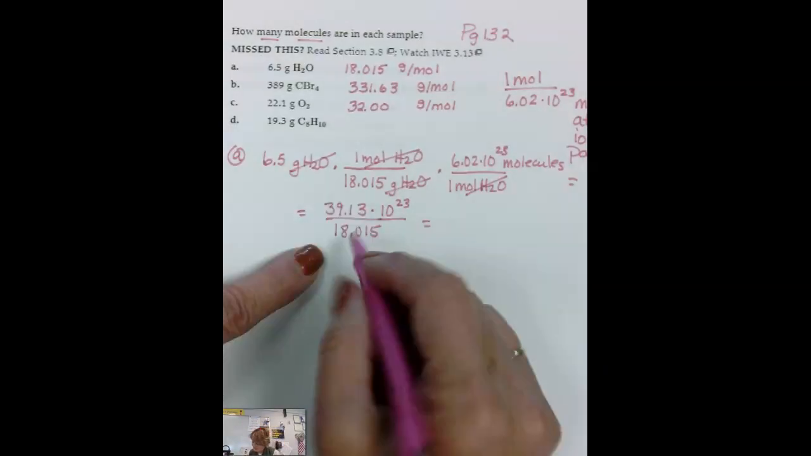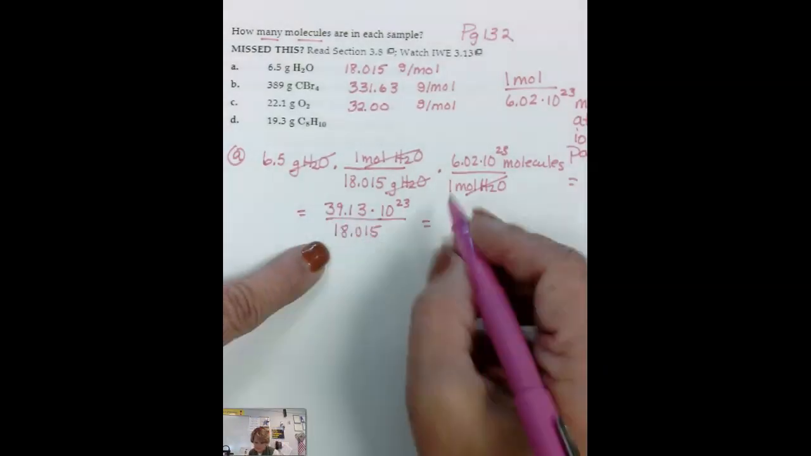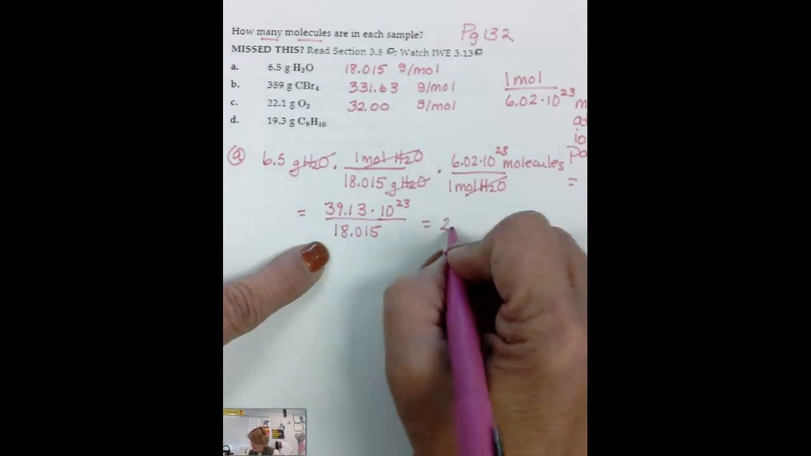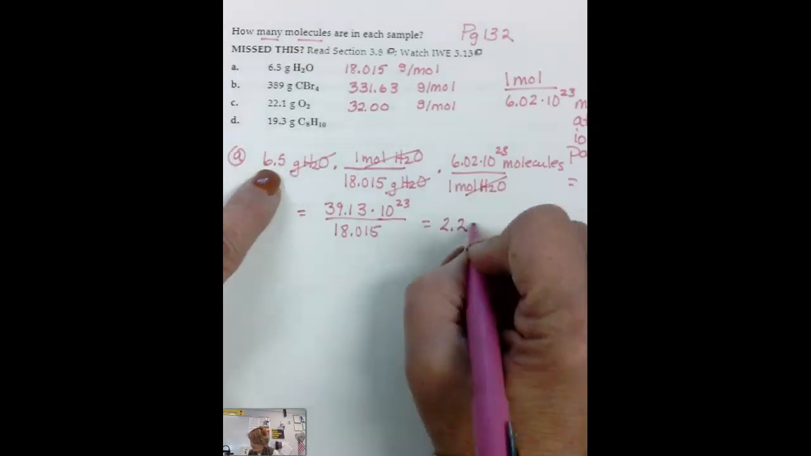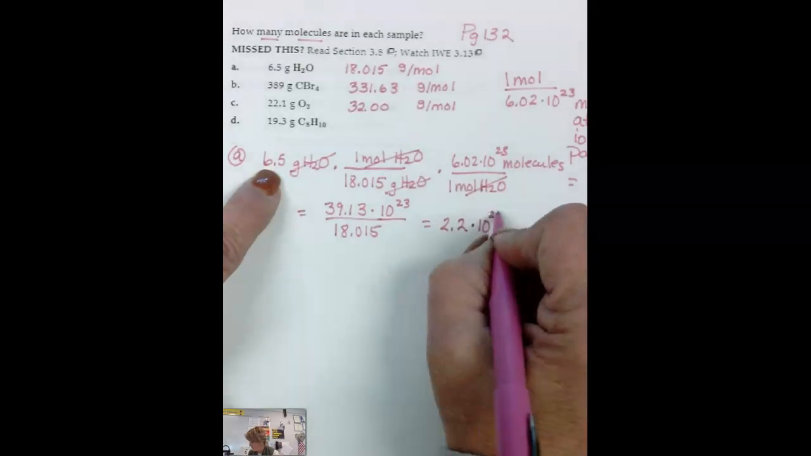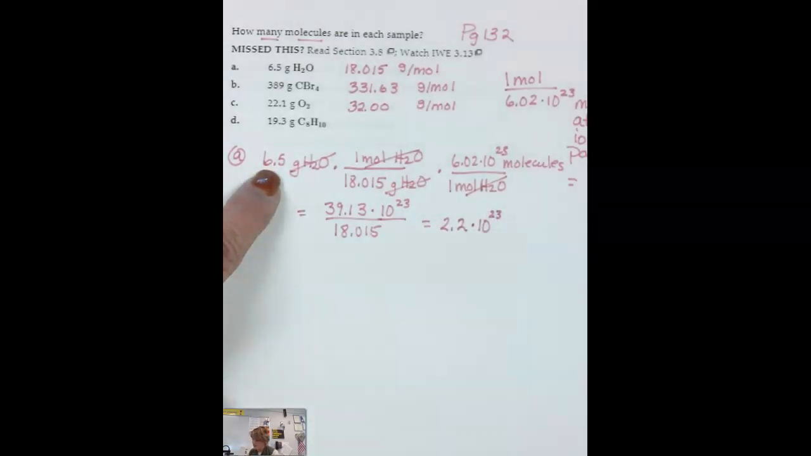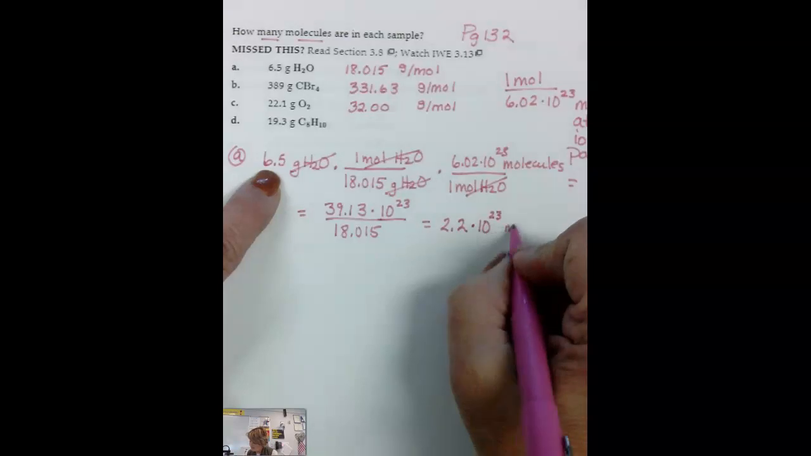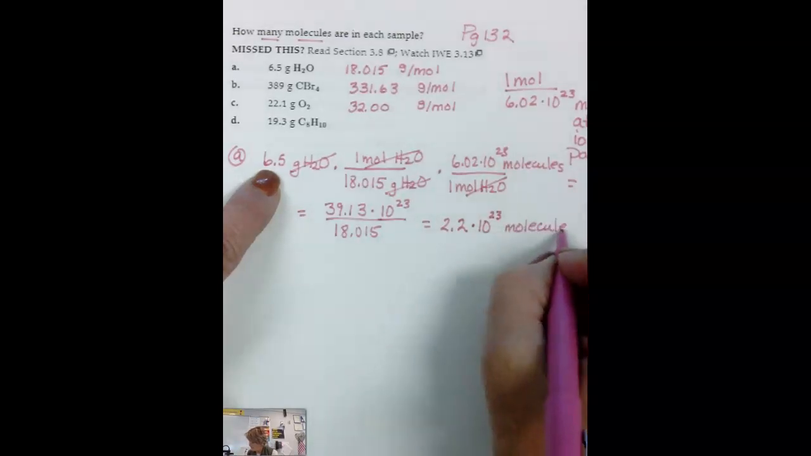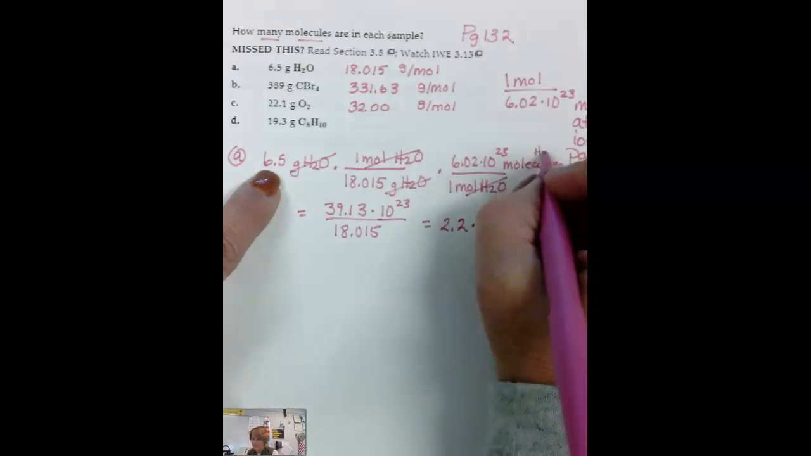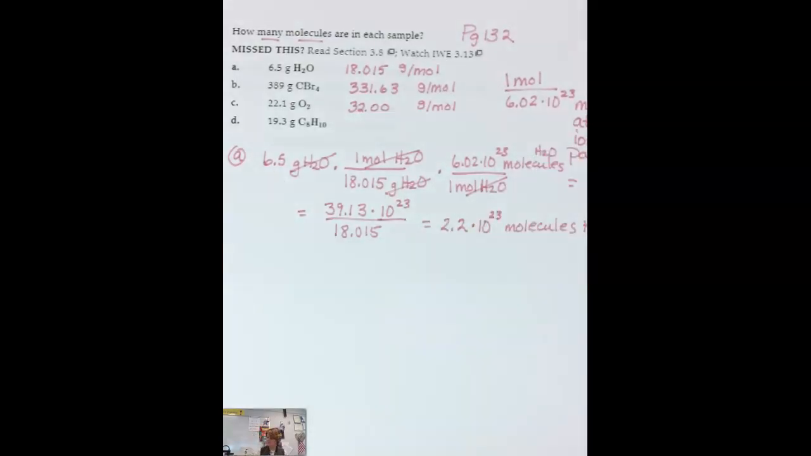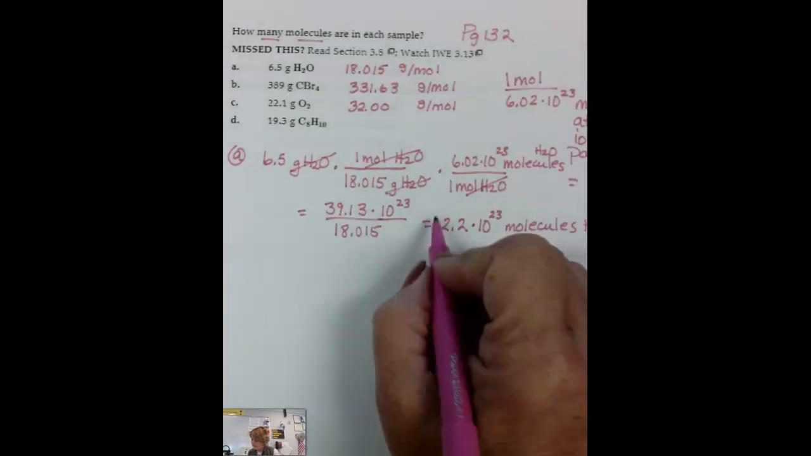Divided by 18. So what I did is I just put these 2 numbers in the calculator. It's 2.173, but I only have 2 digits. So I'm going to go with 2.2 times 10 to the 23. And again, you could have put the whole thing in your calculator. And again, molecules of H2O. I don't know if you can see that. Okay, and that's going to be your final answer.